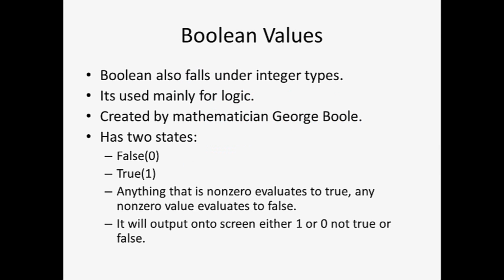So now let's talk about Boolean values. Boolean also falls under integer types. It is used mainly for logic. It was created by the mathematician George Boole for algebra. It has two states, false, which is 0, or true, which is 1. Anything that is non-zero evaluates to true. It will output to the screen either 1 or 0, not the text true or false.